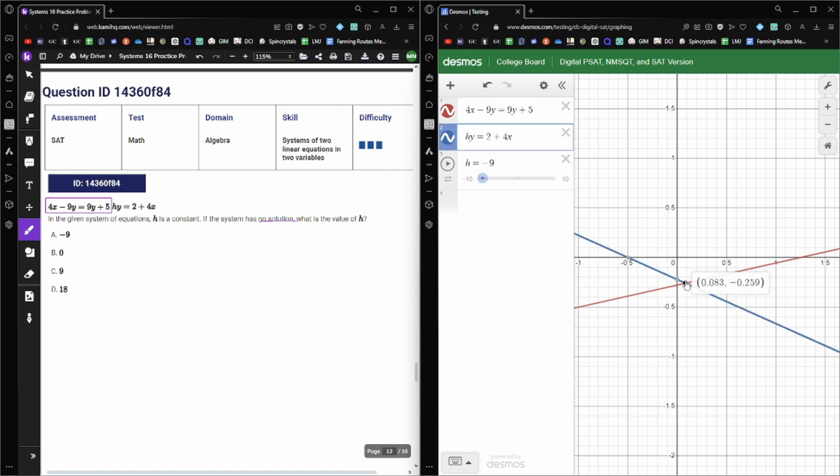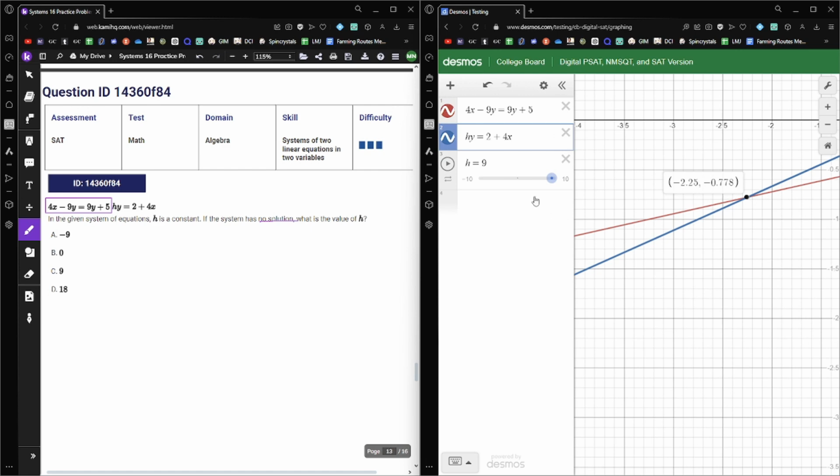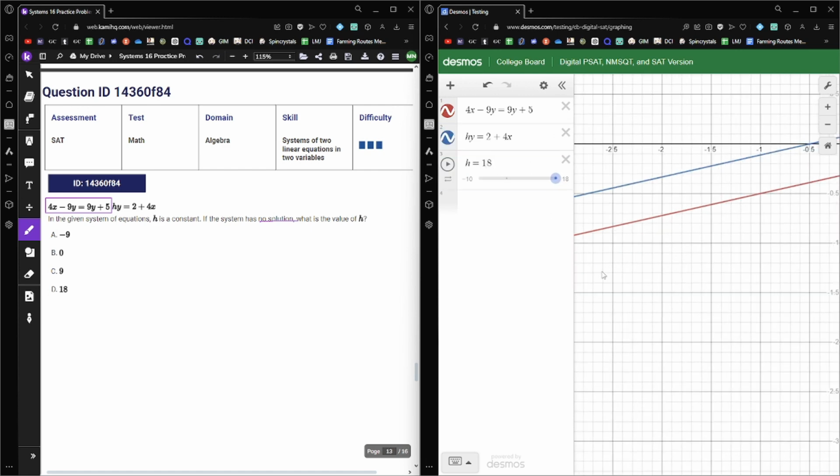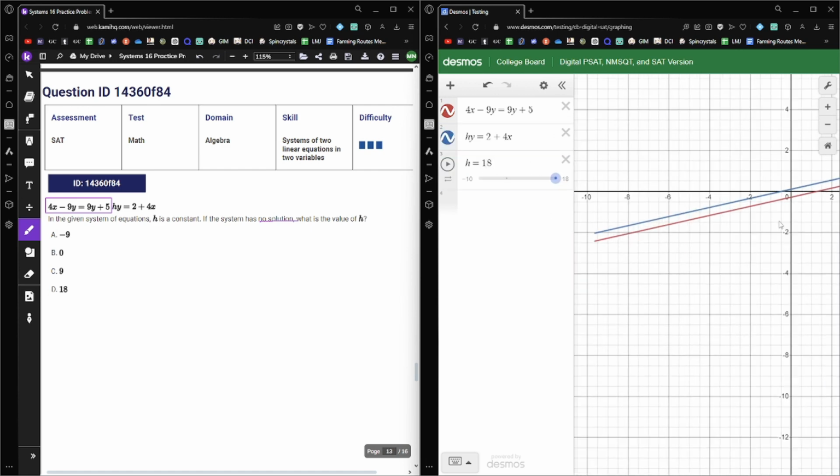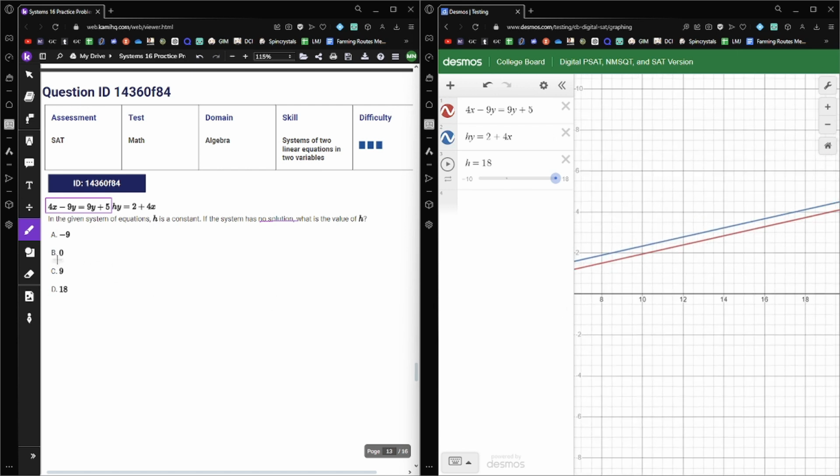-9. It does intersect, so no. 0 also does intersect. 9 also intersects, and 18. Well, I mean it's our last one, but no, it does not intersect. So our answer is D. Dang, I need to stop clicking for shapes. All right, D. Man, that square looks ugly.